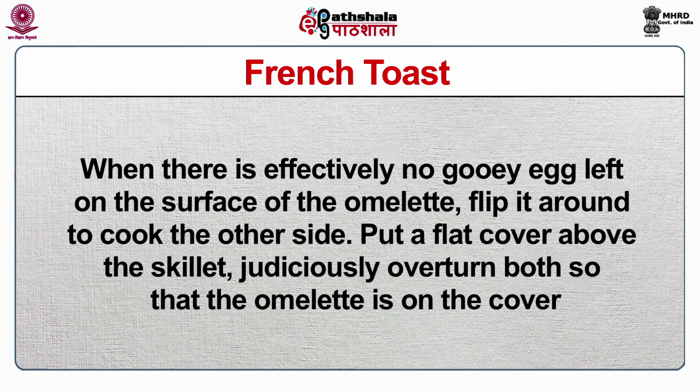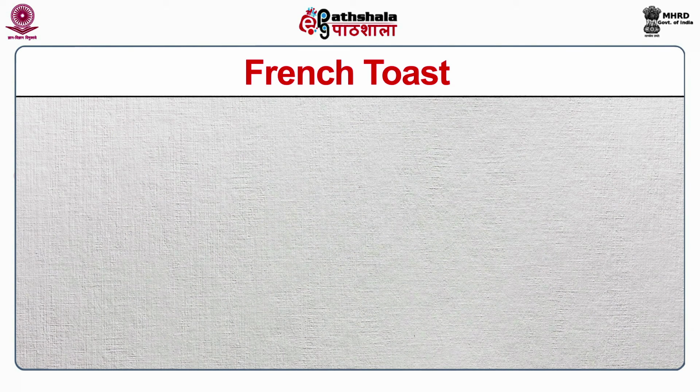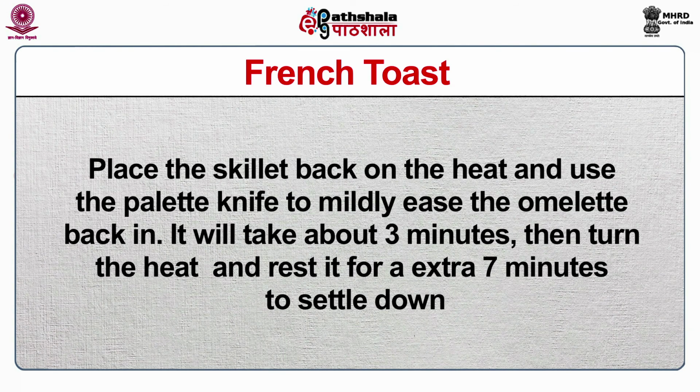When there is effectively no runny egg left on the surface of the omelette, flip it around to cook the other side. Put a flat cover over the skillet and carefully overturn both so that the omelette is on the cover. Place the skillet back on the heat and use the palette knife to gently ease the omelette back in.